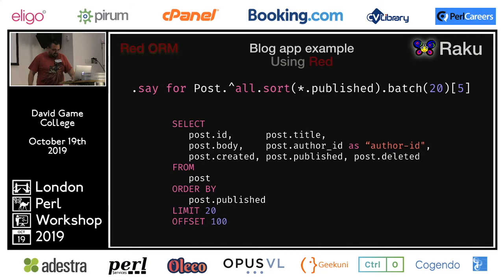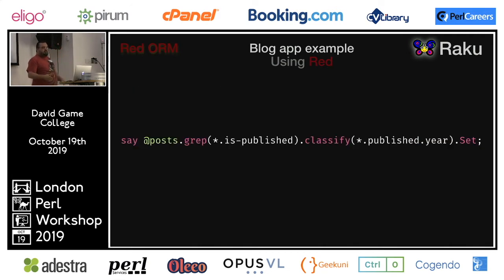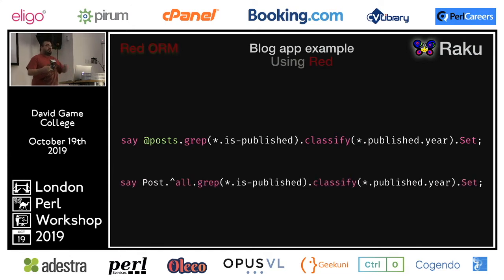One more example. Okay, this is the one that gets all published posts, classifies them by year, and transforms it into a set. To do that in Red, it's just like it. You just, again, replace the array of posts with Post.^all. And that would return the result set. Grep would return another result set. Classify would not return the result set. It would return a result associative.